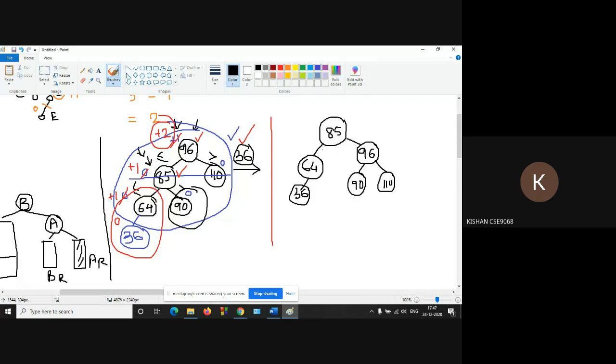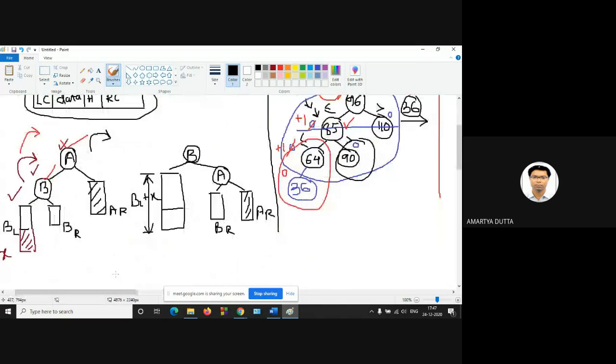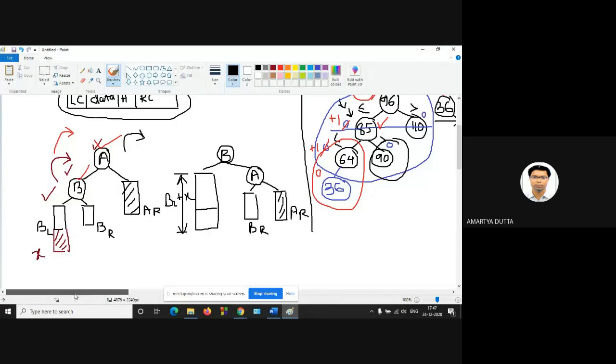Yes, height balance? Yes, sir. So it is height balanced. So this is the rule. LL rotation: the inserted node is in the left subtree of the left child.